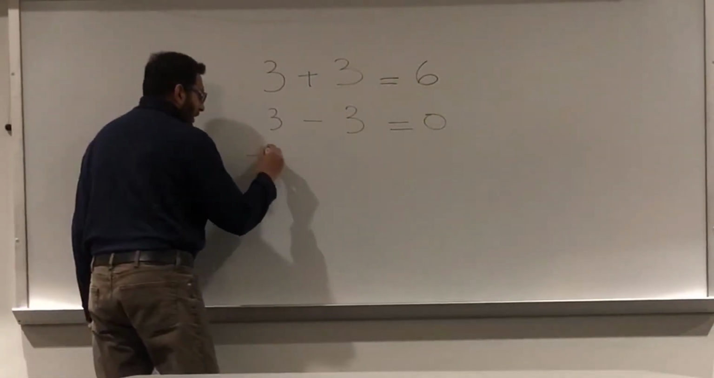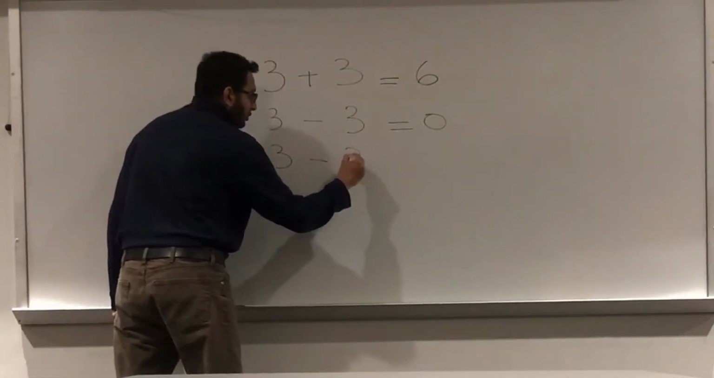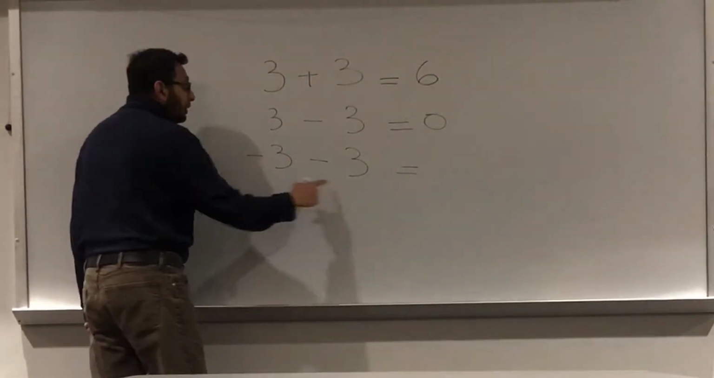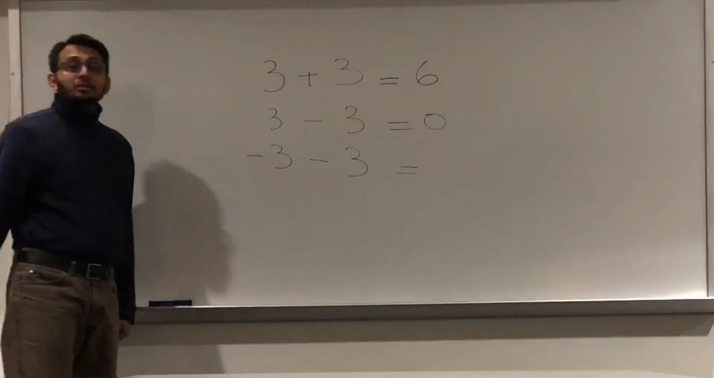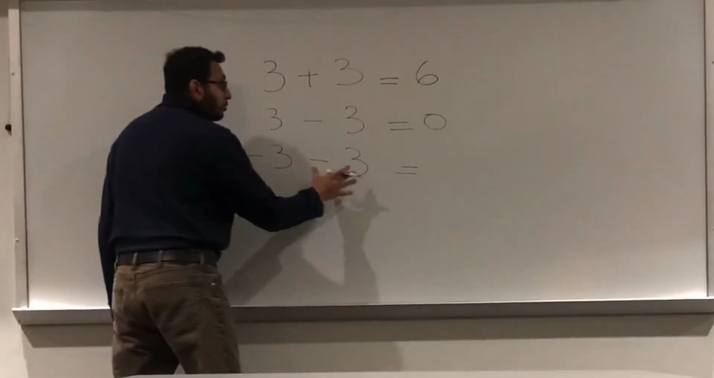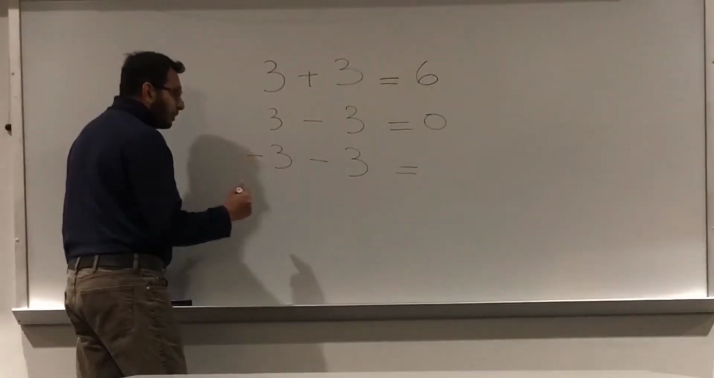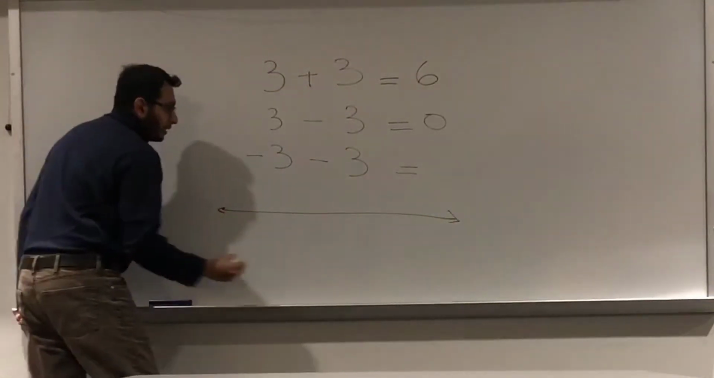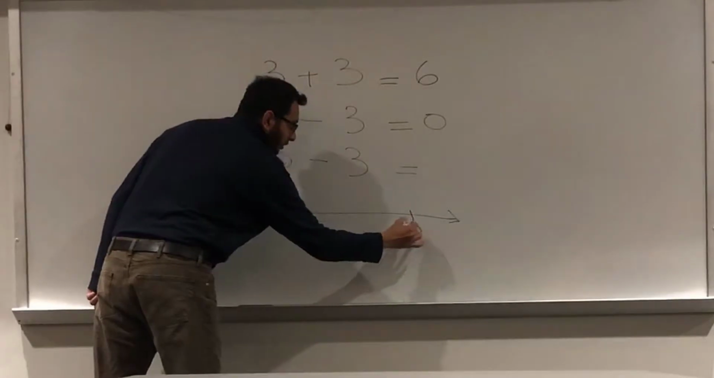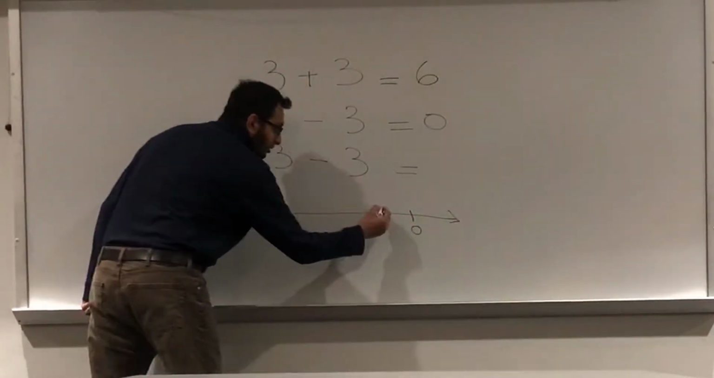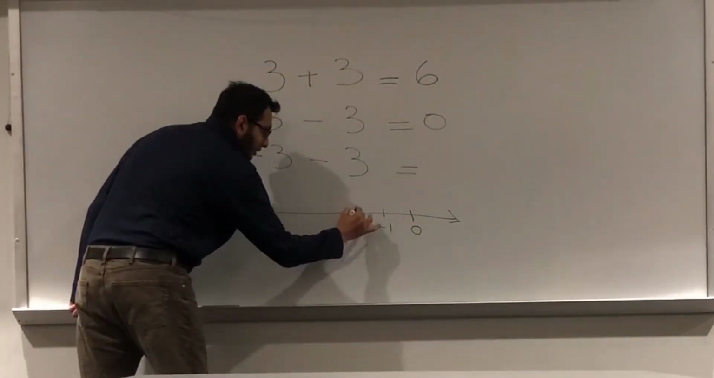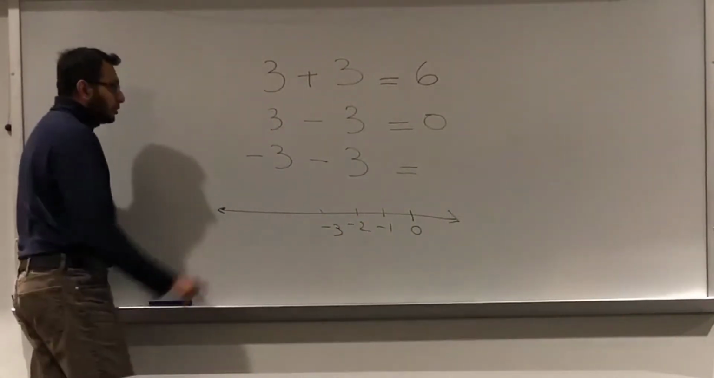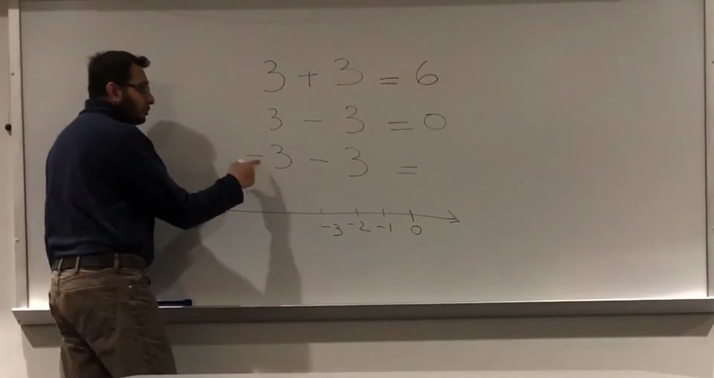Similarly, if you have a negative 3 minus 3, now you're dealing with two negative numbers. Two negative numbers always tend to add, so it makes it more negative. In order to better explain it, let's have a look at this line. Let's say this is my point number 0. And this is negative 1, negative 2, negative 3. So currently, let's assume this is our starting point.